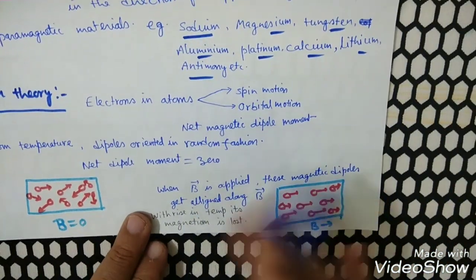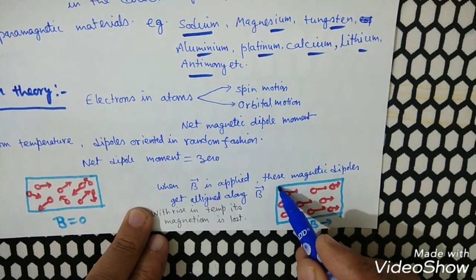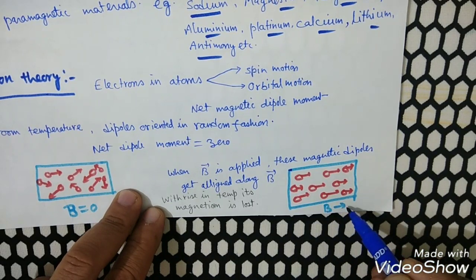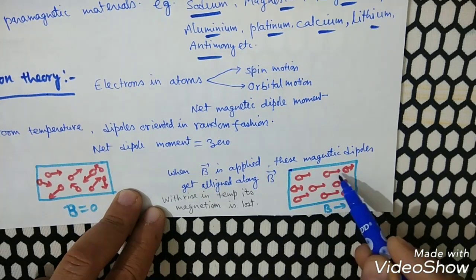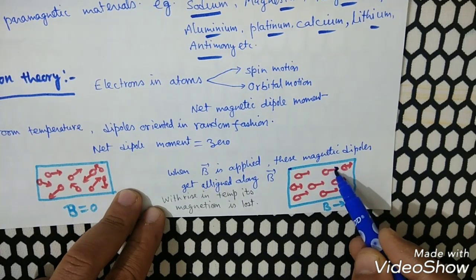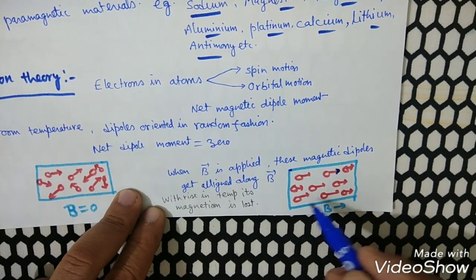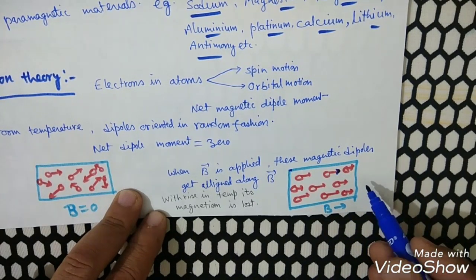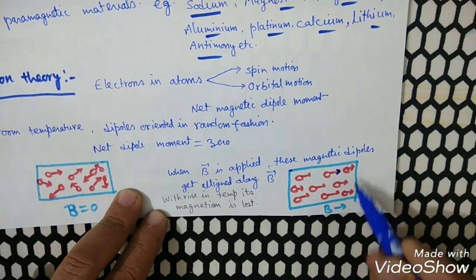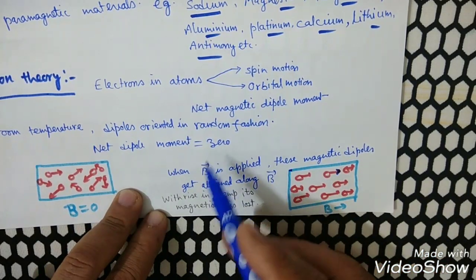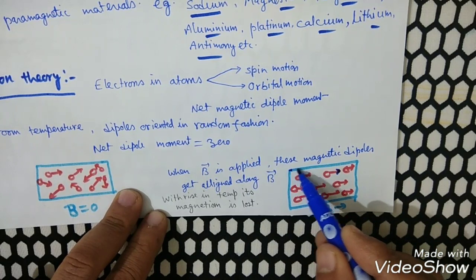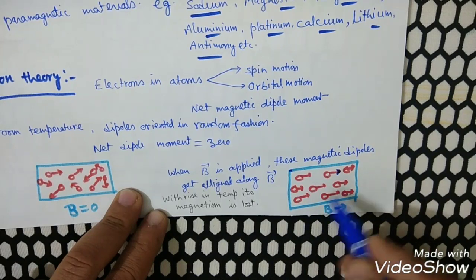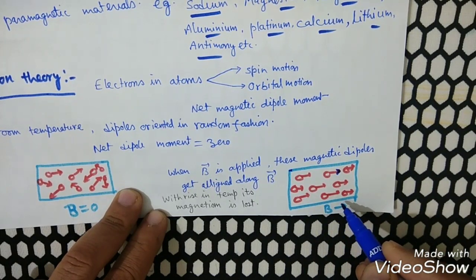But when this material is placed in an external magnetic field, then because of its presence, these individual magnetic dipoles align themselves slowly along the direction of the applied external magnetic field and get magnetized. So paramagnetic materials are those materials which get weakly magnetized, or whose dipoles get aligned along the direction of the applied external magnetic field.